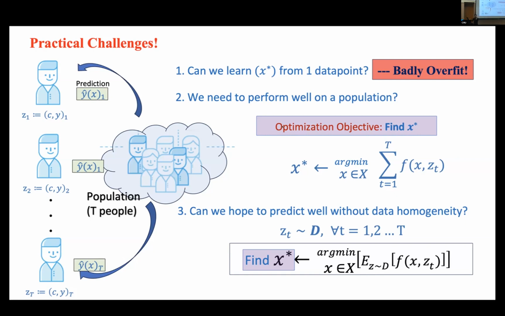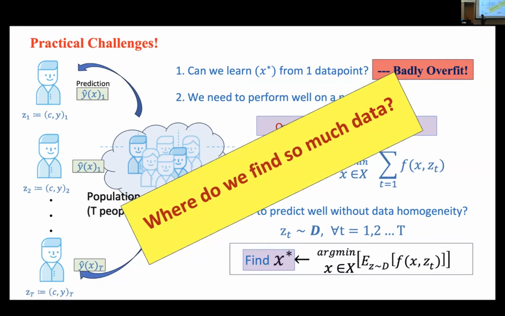Yeah, thank you. Okay, so now this is actually a very practical problem to think about, but where do we find so much data? We are thinking of finding this X star, but in order to come up with a good X star, which actually fits this overall population, we need a lot of data. One hospital does not have so much data to train a linear predictor, whatever ML predictor you're trying to build.